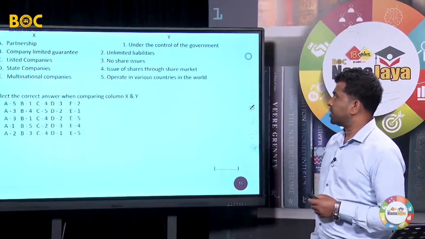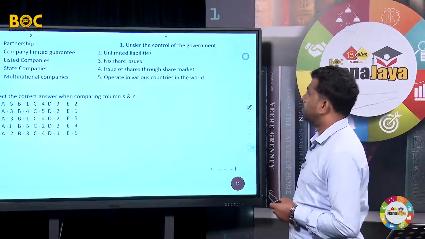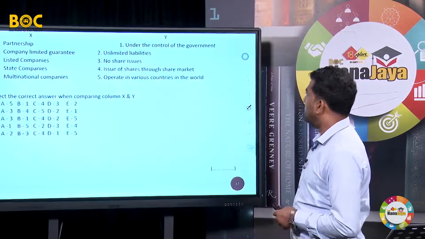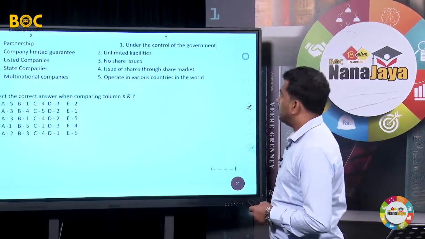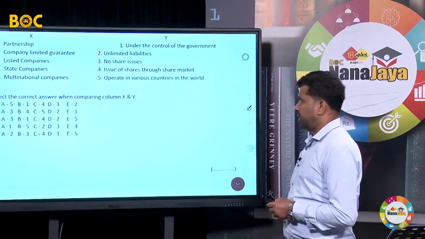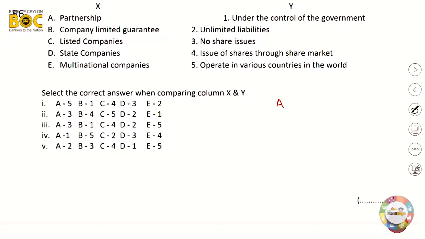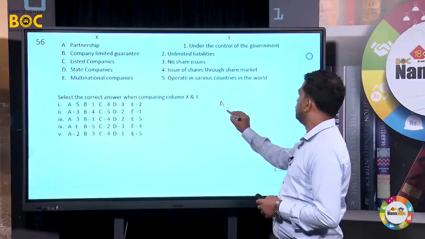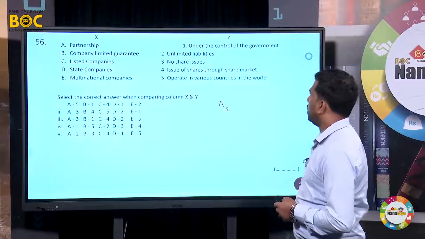Question number 56. You are given some information regarding various forms of business organization and their explanation in column Y. You have to select the correct combination. Partnership, unlimited liabilities. 2. Company limited by guarantee, no share issue.